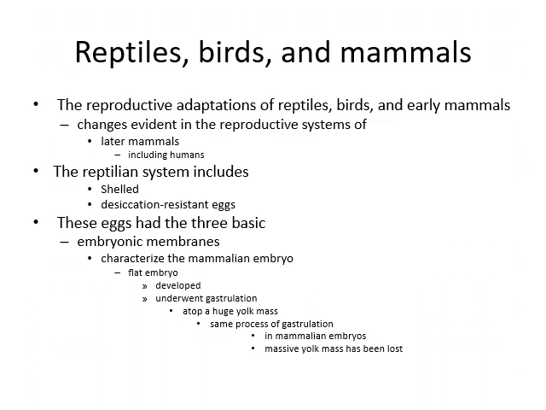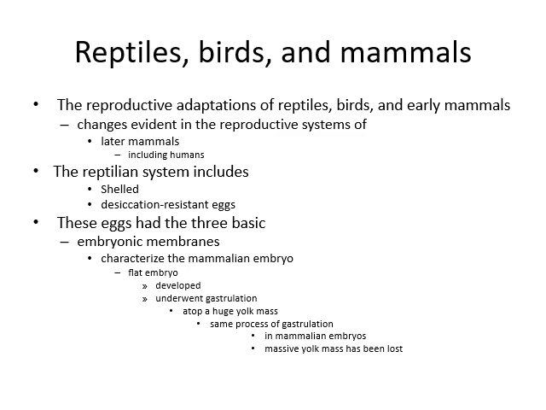Now reproductive strategies in reptiles, birds and mammals, or the amniotes, the land animals. The reproductive adaptations of reptiles, birds and early mammals, that change is evident in the reproductive system of later mammals, that includes humans. The reptilian system includes shelled and desiccation-resistant eggs. So if you observe the reptilian eggs like the lizard's eggs, they have a shelled structure and there will be no desiccation problem.